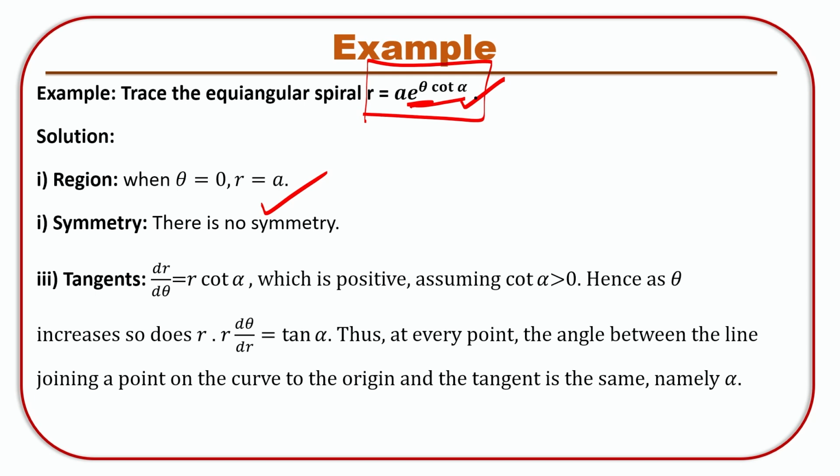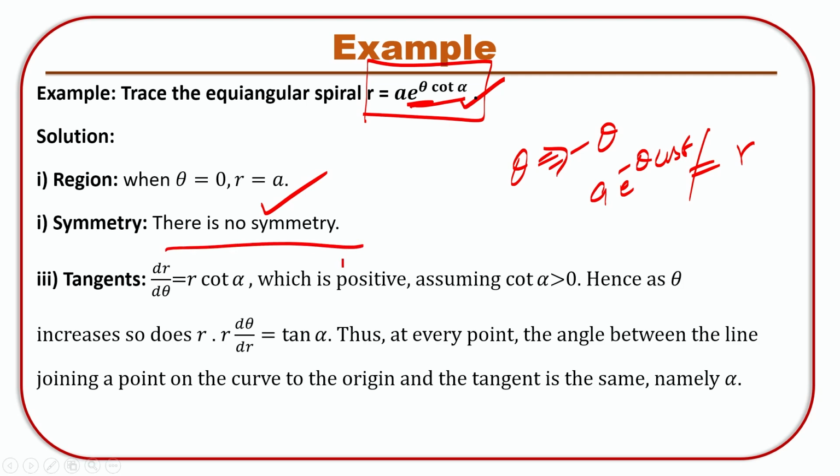Symmetry: obviously there is no symmetry. Change theta to minus theta and it comes out to be r equal to a e^(minus theta cot alpha), which is not the same as r. So that means there is no symmetry at all. You can change r as well and you will see that it is not the same one. So the equation changes with theta and r as well.